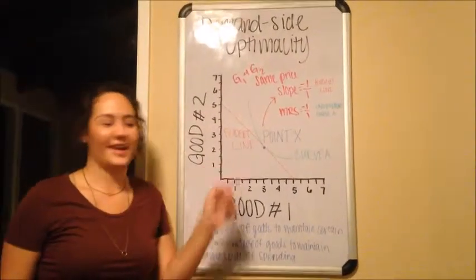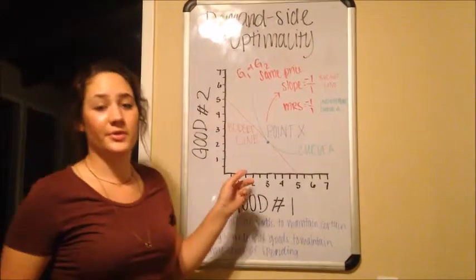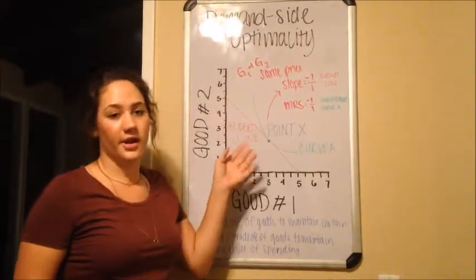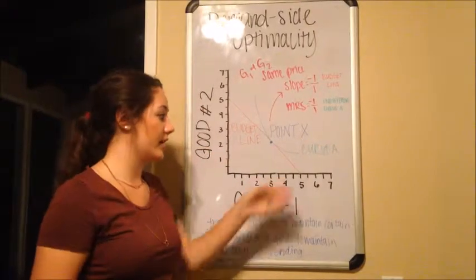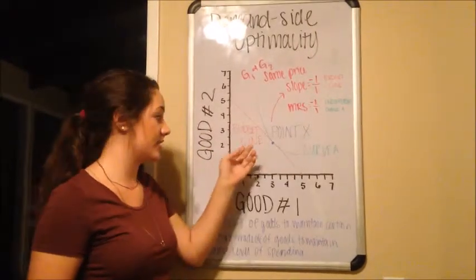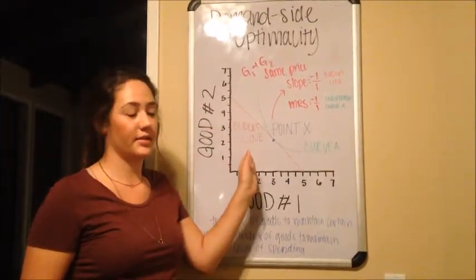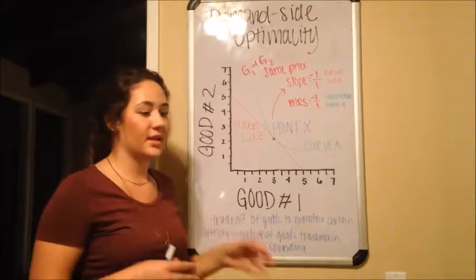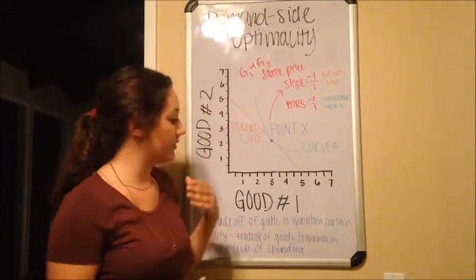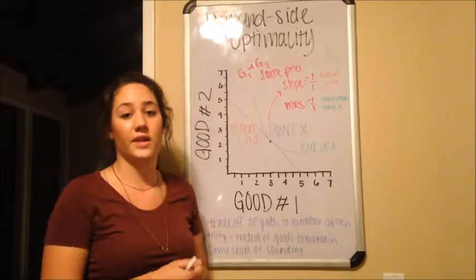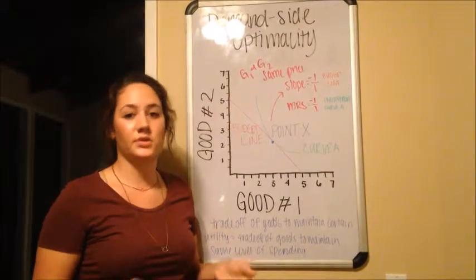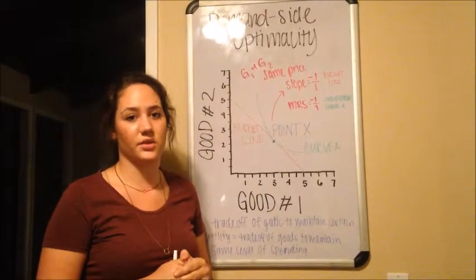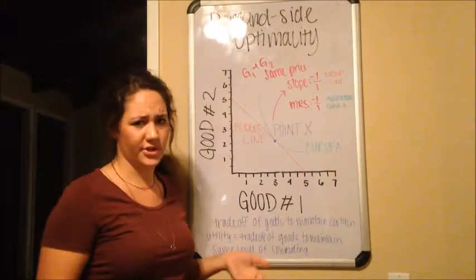So, point X. Point X represents the point on our two curves where the indifference curve is tangent to the budget line. This means that the trade-off of goods to maintain a certain level of utility is equal to the trade-off of goods to maintain a certain level of spending that you have, which is your budget constraint.